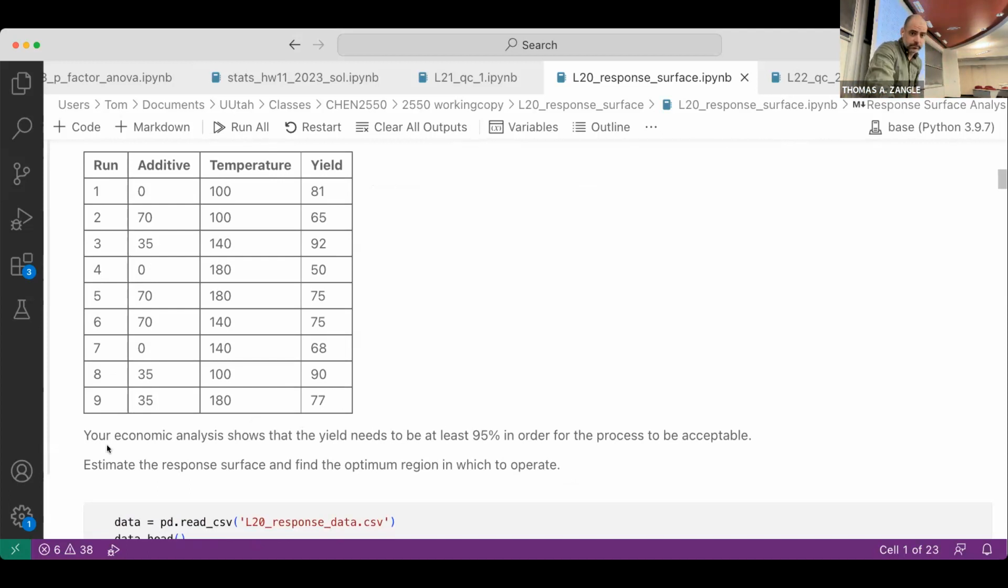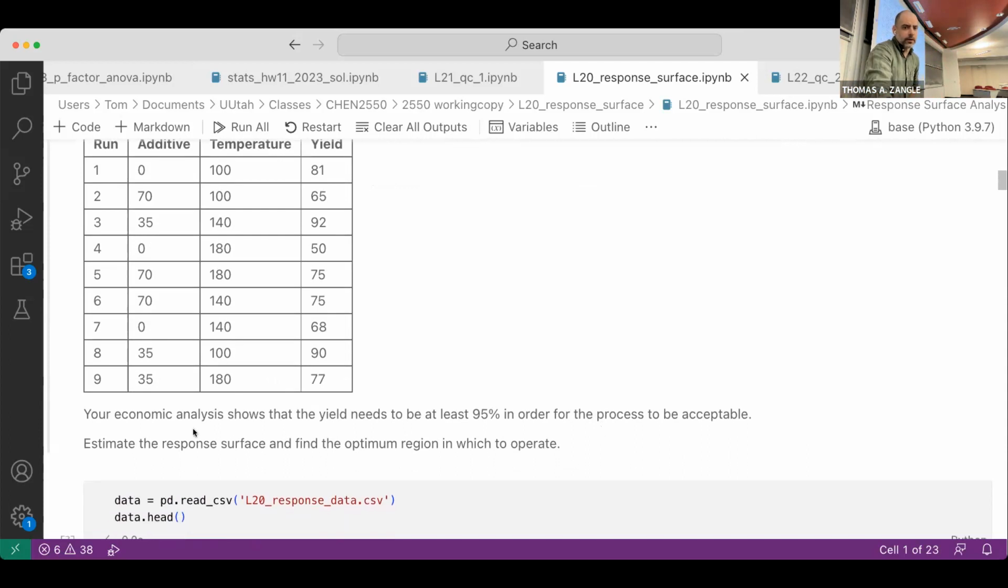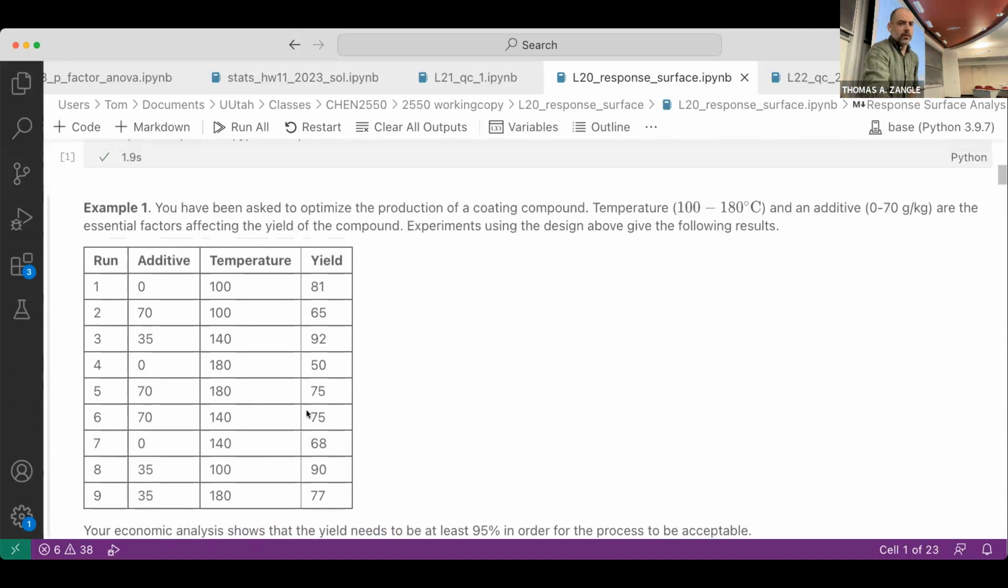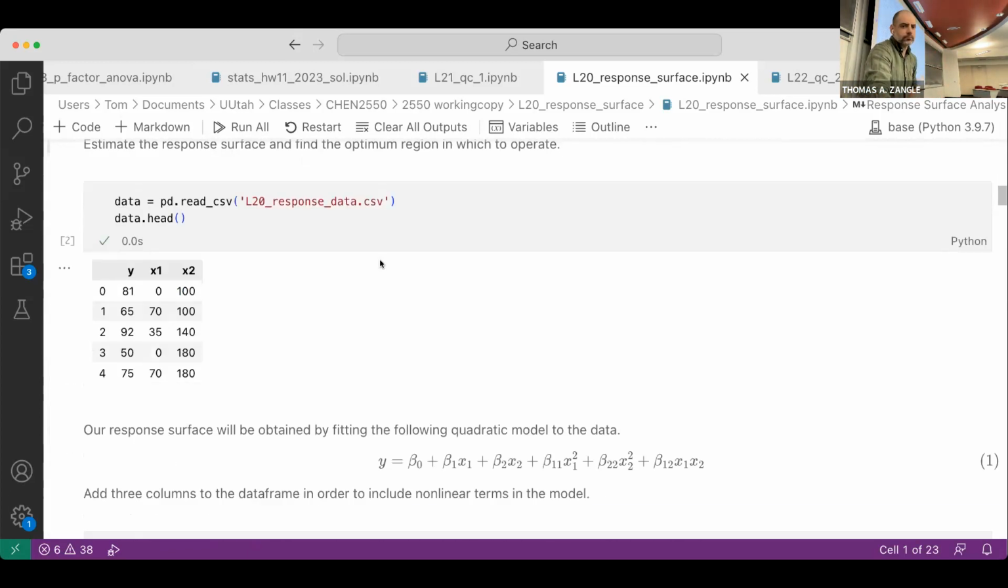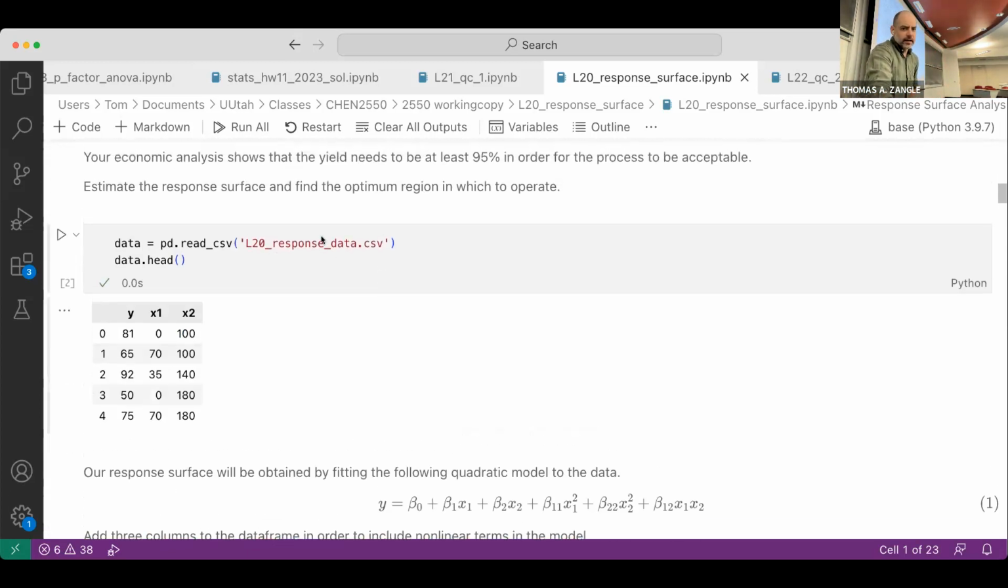So for this problem, the rest of this problem statement, your economic analysis shows that the yield should be at least 95% in order for the process to be acceptable. And so what we want to do is estimate the response surface and find the optimum region within these two parameters, additive and temperature, within which we would operate. So we have that data loaded here in this CSV file.